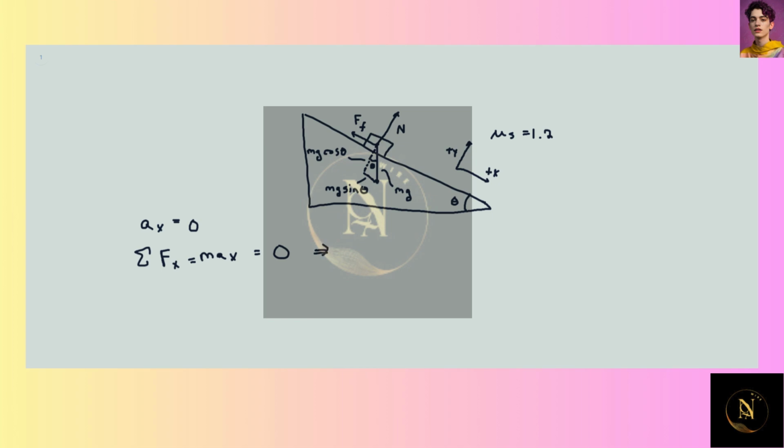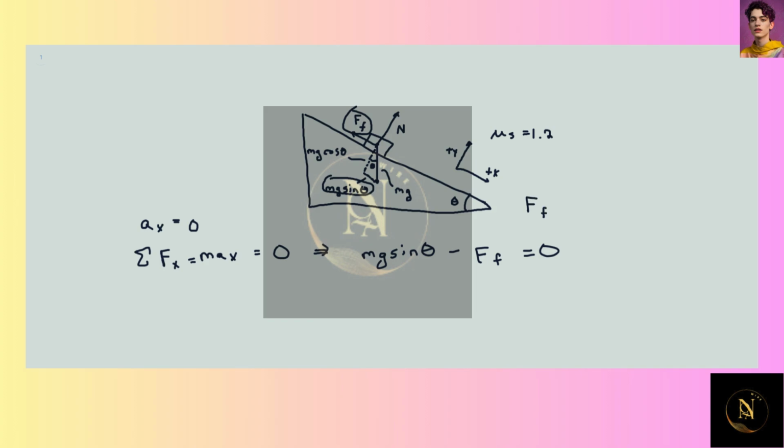There's only two forces in the x direction. The normal force is not. This component of gravity is not. But this component is. The mg sine theta is. And then also the friction force is. Since down the ramp is positive x, I'm going to let the mg sine theta be positive because it's pointing down the ramp. And then the friction force is pointing up the ramp, so I'm going to make that negative. I know that these two have to add to be 0.